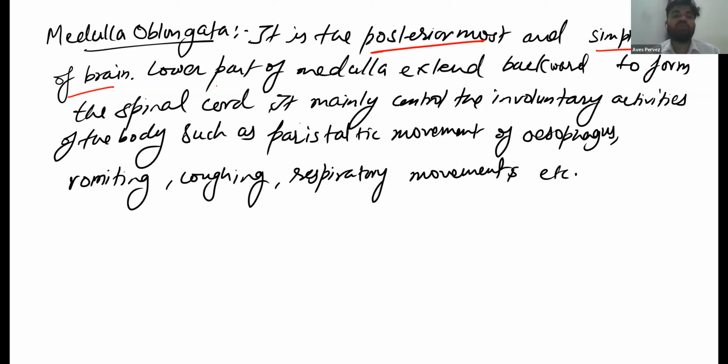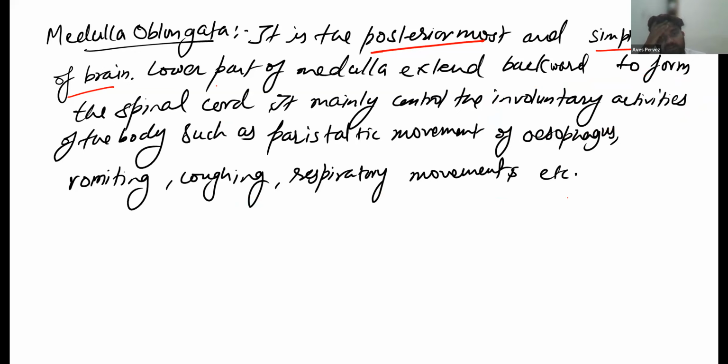The lower part of the brain, the medulla, extends to form the spinal cord. It mainly controls involuntary actions, the actions that are not in our will. For example, sneezing, eye blinking, coughing, respiratory movement, and peristaltic movement. When we swallow food, it goes into the food pipe, which starts contracting automatically and helps move food from the mouth through the esophagus to the stomach. So it controls involuntary activities such as peristaltic movement, vomiting, coughing, and respiratory movement.